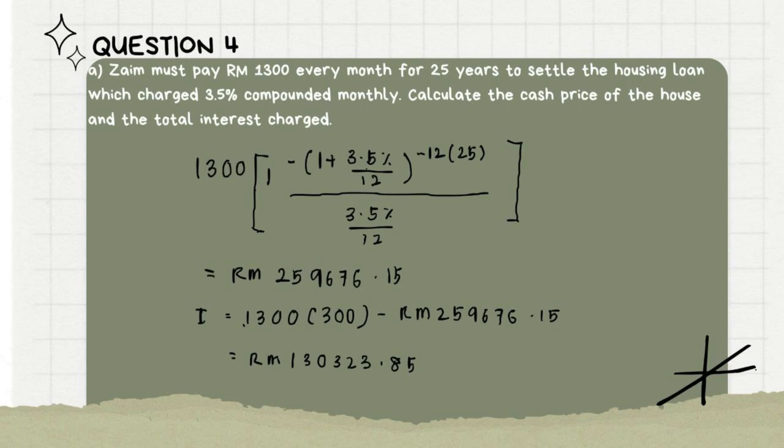Next, find the total interest charge. So we have to use the formula total payment minus present value. Substitute into the formula, it will be 1,300 times 300 minus 259676.15. So the final answer will be 130323.85.